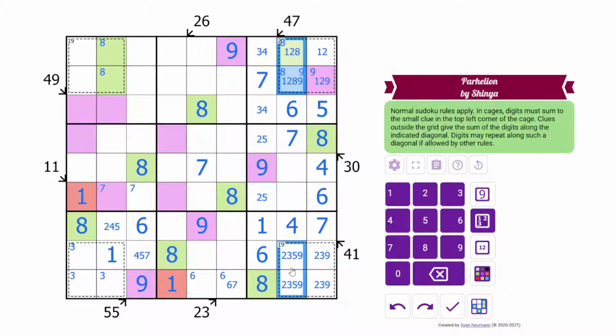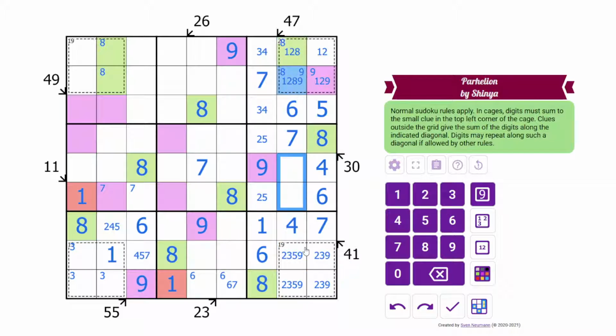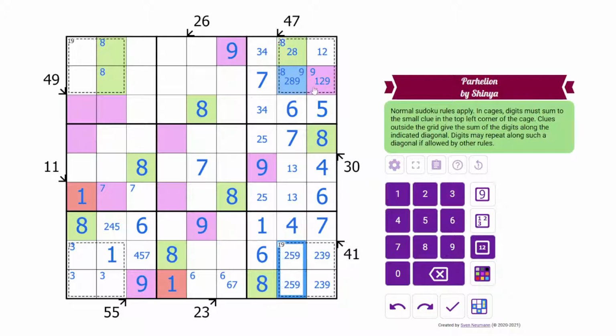1, 2, 8, 9, 5. 3. 1, 2, 3, 5, 8, 9. Can't tell what those numbers are. So 1, 2, 3. Which means neither of these can be a 1. Neither of those can be a 3. That's 2, 8.